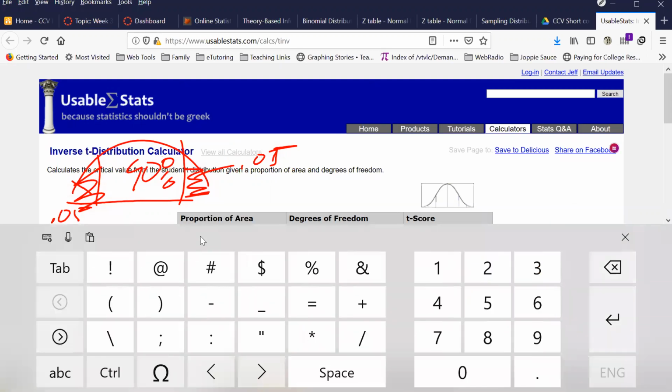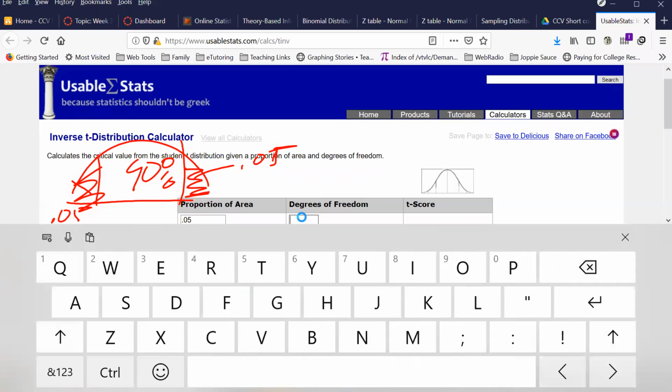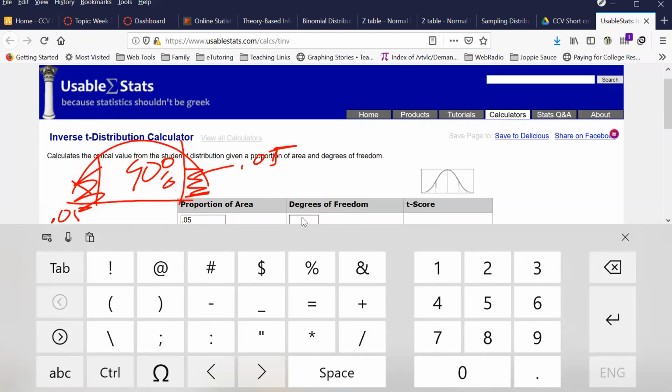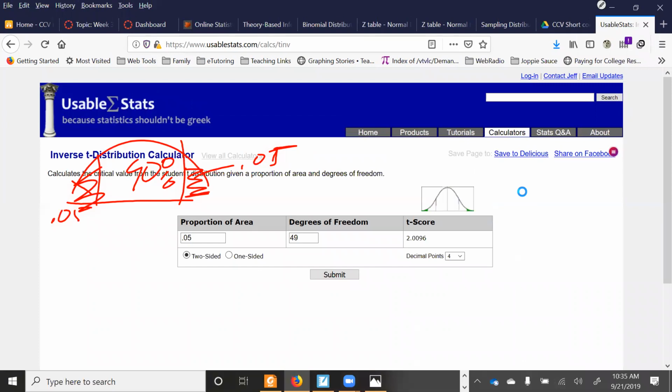So 0.05, right? 10% outside, so 0.05. Okay, we've got 49 degrees of freedom, and that's the t-score we need. Just a little bit more than 2.0096. Notice this is a little more exact than what did the table tell us?